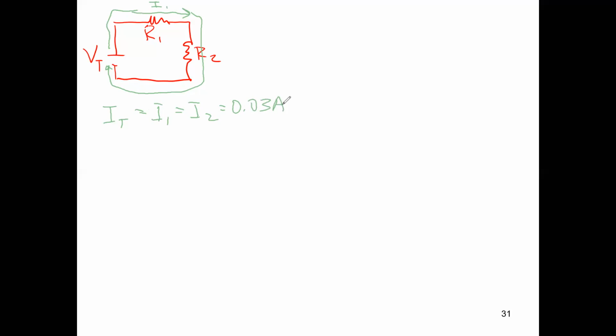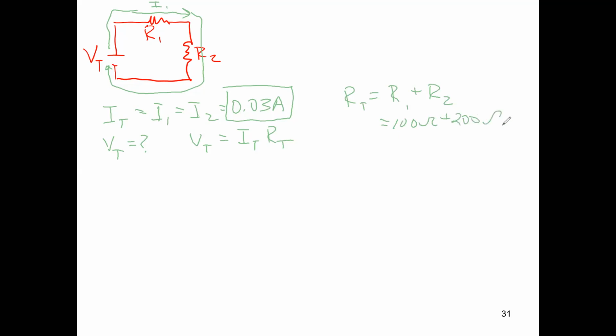Okay. All right. So what was next? We've got that the current through the battery knocked out. That was one of our goals. The next thing we need to figure out is, what is my total voltage? Well, I know that total voltage is equal to I total times R total. That's Ohm's law. What's my total resistance in this circuit? Well, that's just the two resistances summed together. This is 100 ohms plus 200 ohms. What's that equal? That equals 300 ohms.